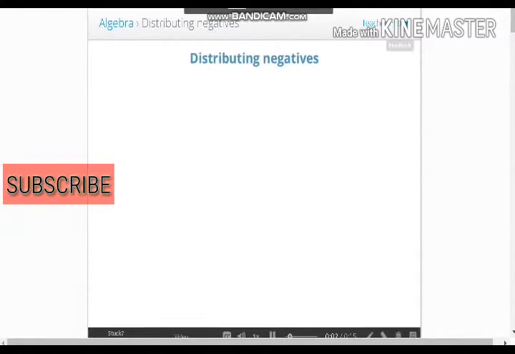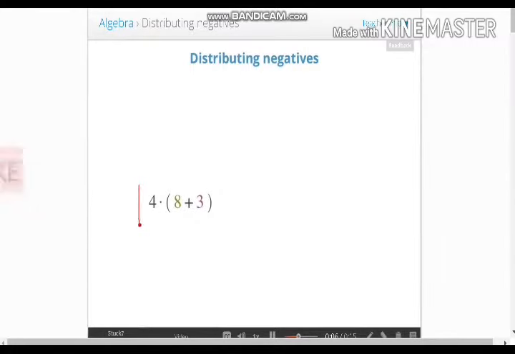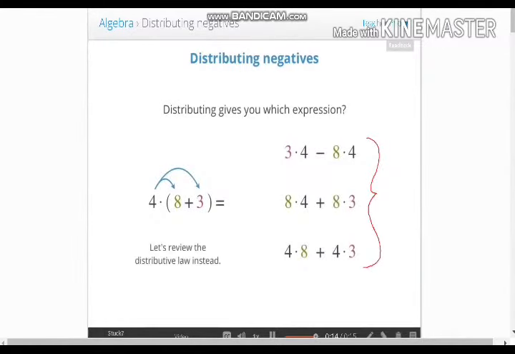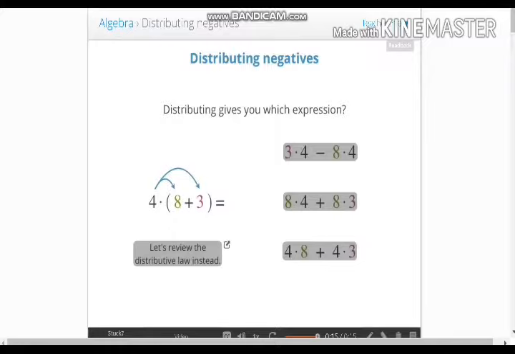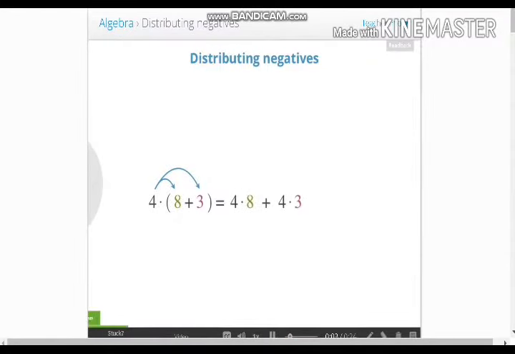Here we'll look at the distributive law with negative numbers. So first, suppose you have 4 times (8 plus 3), with the 8 plus 3 in parentheses. Distributing the 4 onto the addition gives you which of these expressions? Exactly, 4 times (8 plus 3) equals 4 times 8 plus 4 times 3.